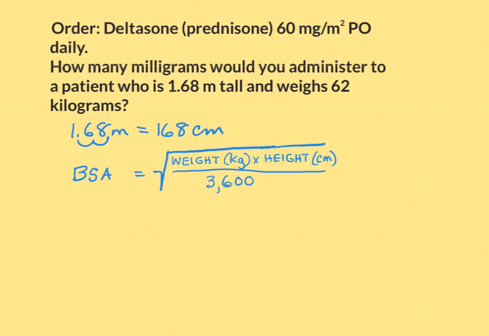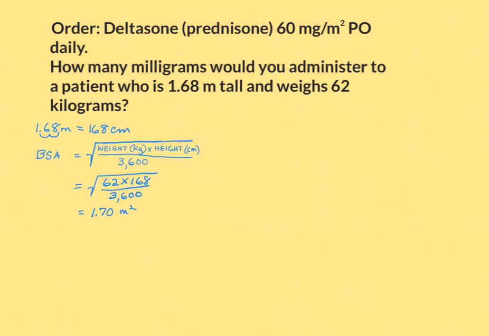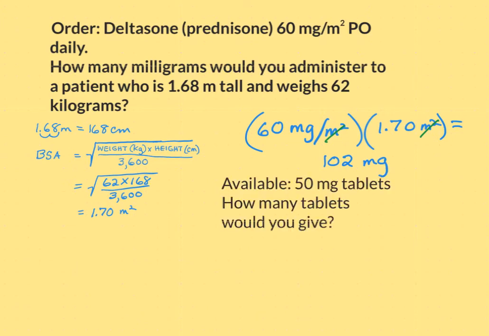Recalling the formula for BSA using metric units, we now have 62 kilograms times 168 centimeters divided by 3,600 to give us, after we take the square root, 1.70 meters squared. Let me make some room for the next calculations we need to do. Our next step is to multiply the order, 60 milligrams per meter squared, by the BSA, 1.70 meters squared. And that gives us 102 milligrams. Let's say you have available 50 milligram tablets of the medication.